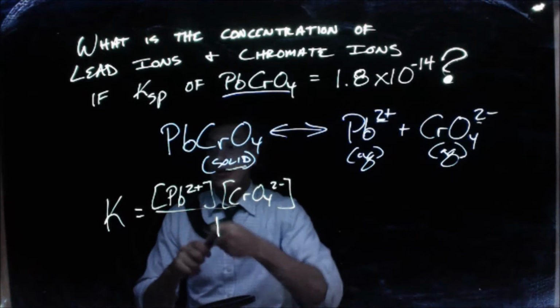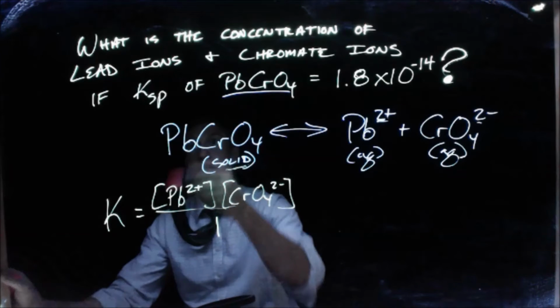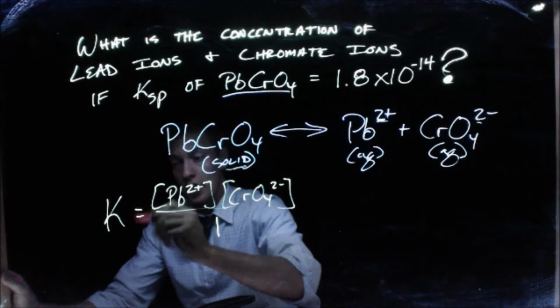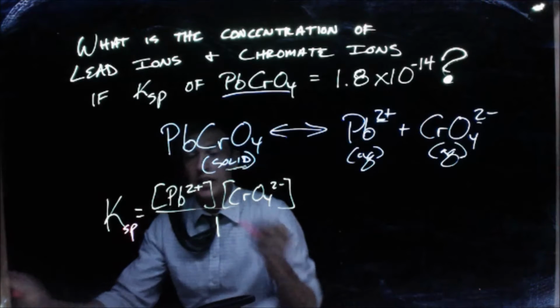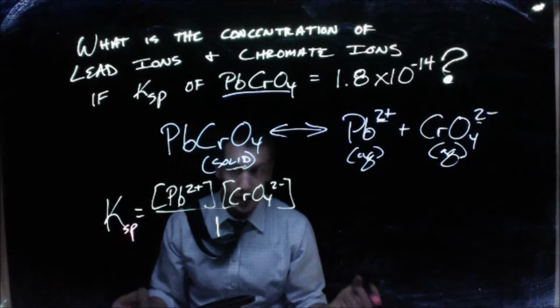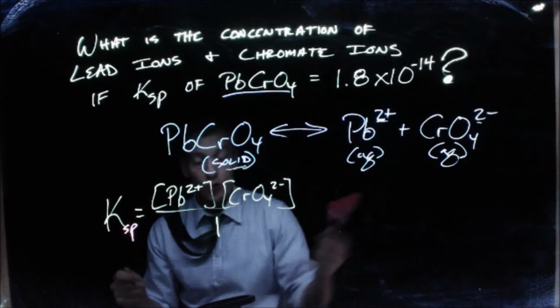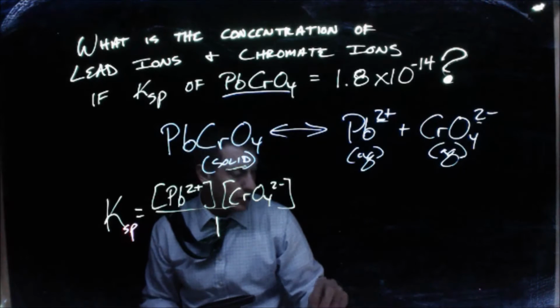And then since this is for a dissolving process rather than a reaction, that's why we call it Ksp, so SP for solubility product. But it's no different than reaction quotient or Keq. It's just to designate that this is for the dissolving of an ionic compound.